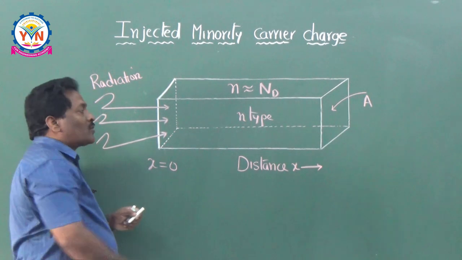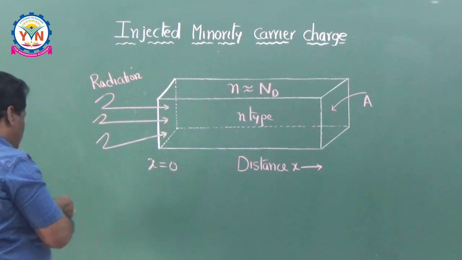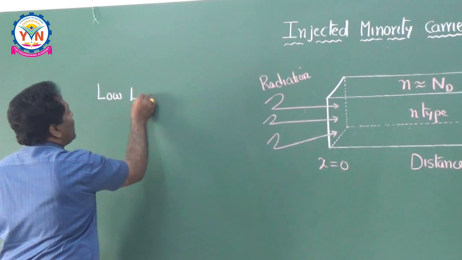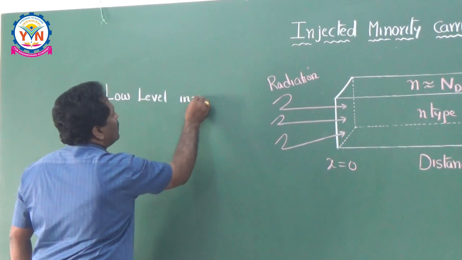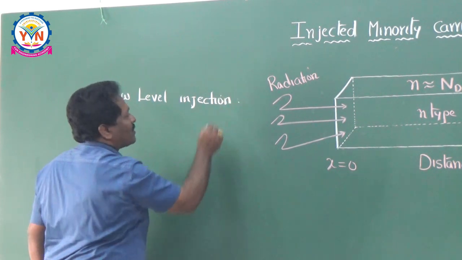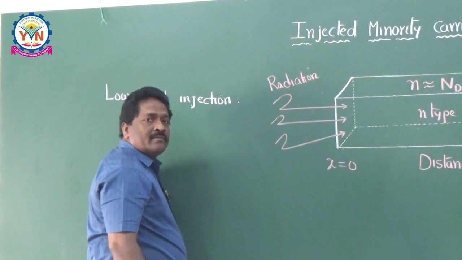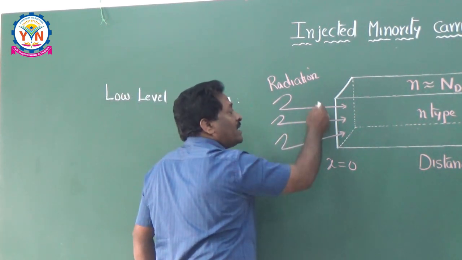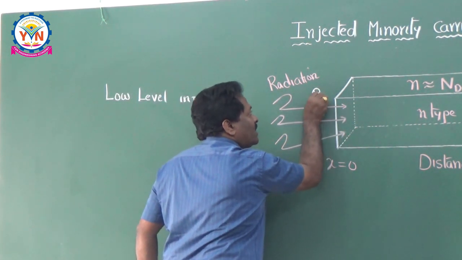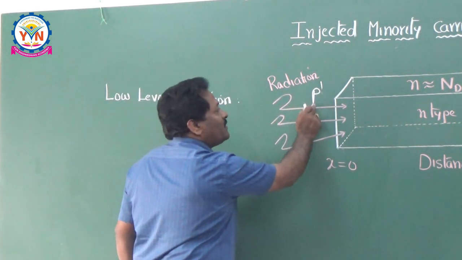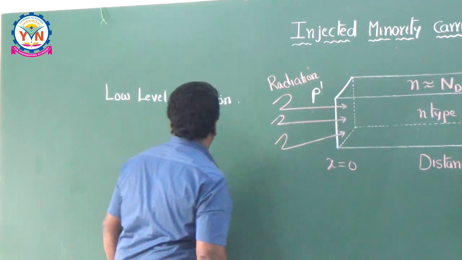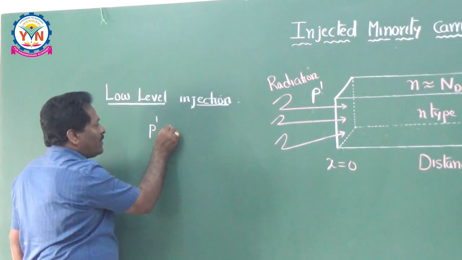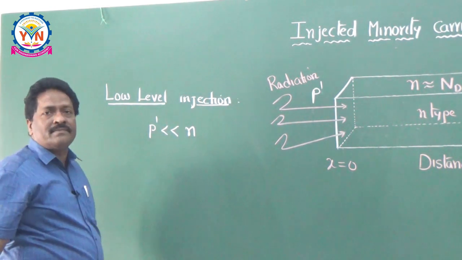x. For that, let me assume that there is a low level injection on the semiconductor bar. So what is meant by low level injection? Here the minority carriers are holes and the majority carriers are electrons. But my interest is always in the variation of the minority carrier injection. So whatever is injected into the bar is nothing but holes, that is, injected p dash. If this p dash is very, very much less than n, where n is the number of electrons, then it is called low level injection. That means p dash is very, very much less than n. That is called low level injection.